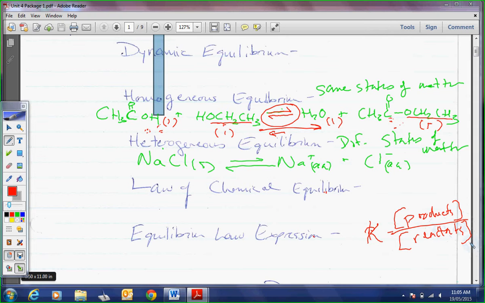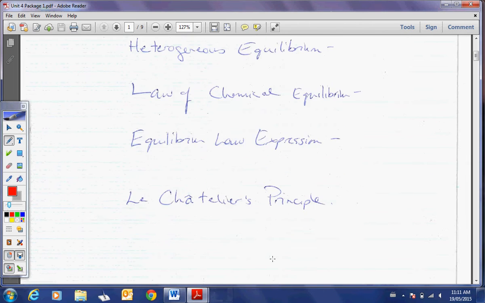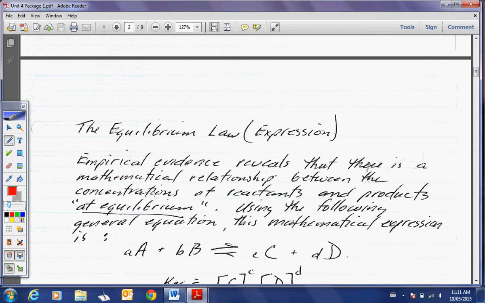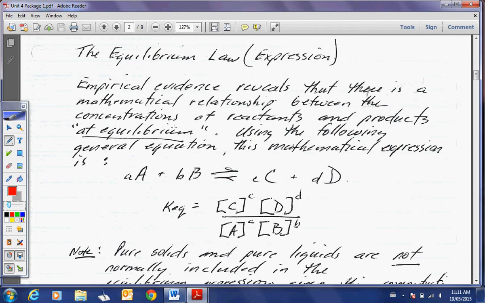We're going to get into some detail there. And Le Chatelier's principle we cover as well at the end of this unit. So I guess what I'll say is, go back to these bottom three at the end of this first half of the unit, and read and define those once you've learned a bit more about them. Okay, so the equilibrium law expression.